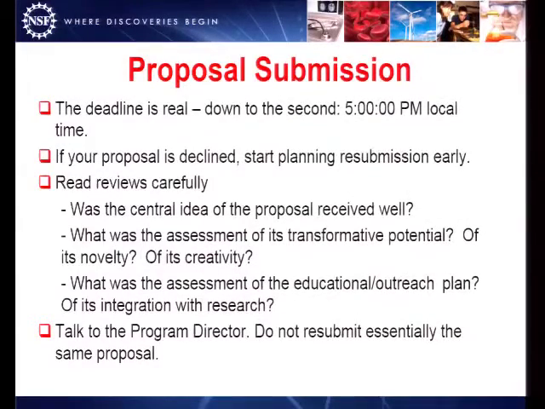Read the reviews carefully. Was the central idea of the proposal received well? This is critical for the career award. Was the central idea received well? Was it deemed as potentially transformative and novel? Was it assessed as creative? What was the assessment of the educational outreach plan, of its integration with research? Talk to the program director before resubmitting, and do not resubmit essentially the same proposal.